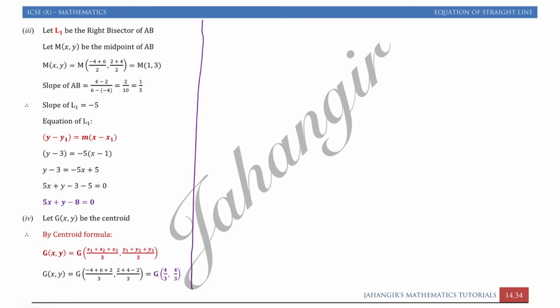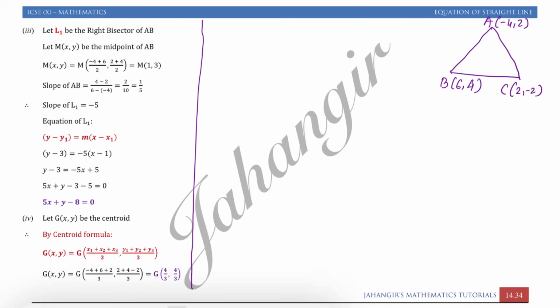Right bisector के लिए, before starting with the question, we will just write the ABC coordinates. A is minus 4 comma 2, B is 6 comma 4, and C is 2 comma minus 2. Find the equation of right bisector of AB.